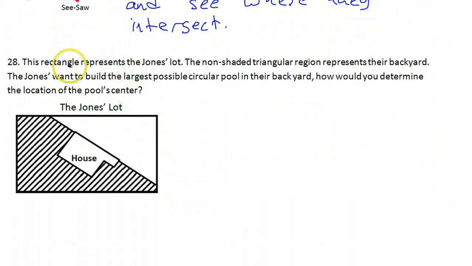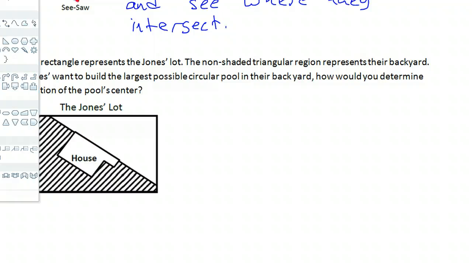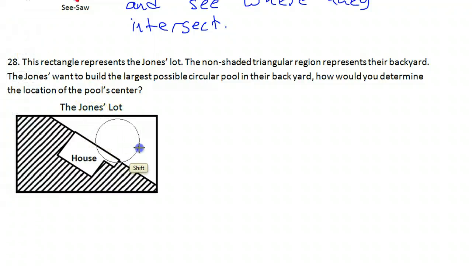number 28. This rectangle represents the Jones lot. The non-shaded triangular region represents their backyard. The Joneses want to build the largest possible circular pool in their backyard. How would you determine the location of the pool's center? Okay, so they want the largest possible circle that they can for a pool in their backyard. So this is the idea.